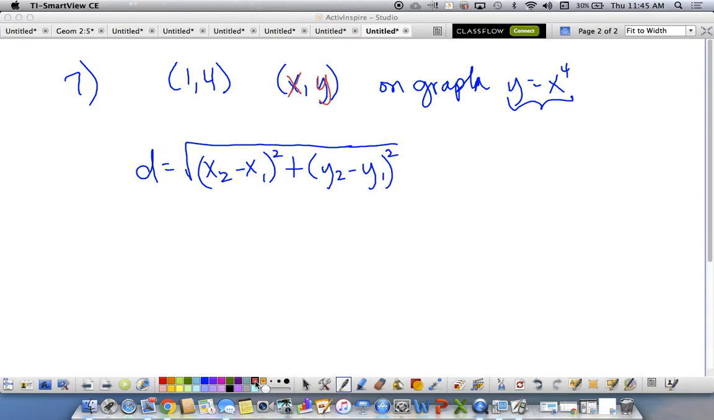Okay, but then it says as a function of x. So what in the world does this y equal? X to the 4th. So here we have an x, comma, x to the 4th. That's the only thing you need this for. Okay? So now you plug into an expression.